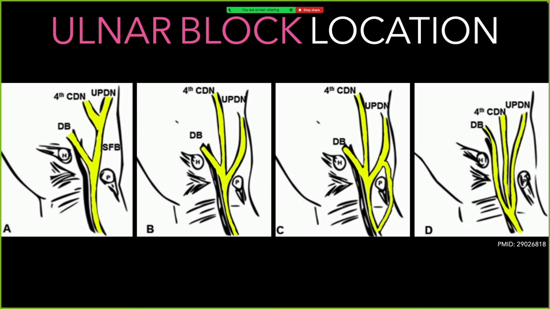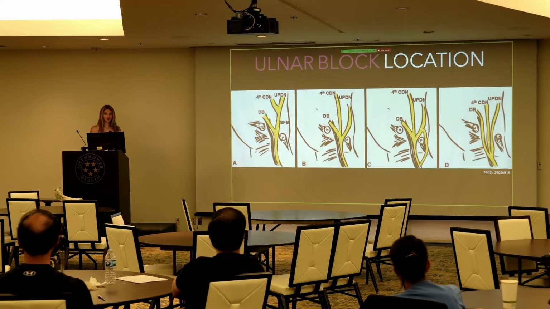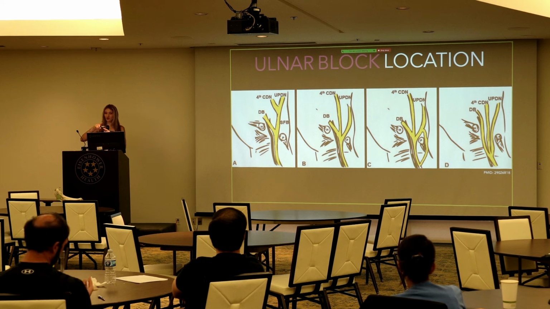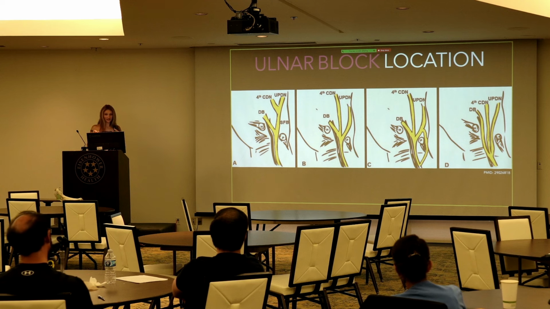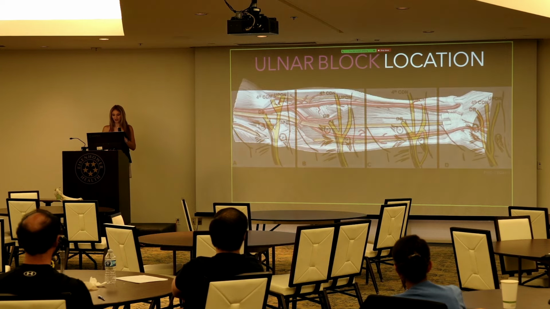Now, as far as location, I never do these at the wrist. The reason why is because if you really want a dense block, you don't want to anesthetize it after the superficial branch is already split. Everybody's anatomy is variable, right? Sometimes it's right at the wrist where it's split, sometimes it's 2 to 3 centimeters, sometimes it's 5 centimeters away from the wrist where it will actually split. And so I do them mid-forearm and above.